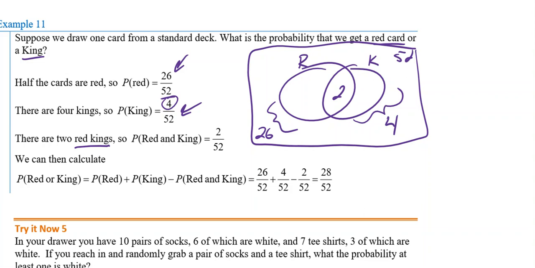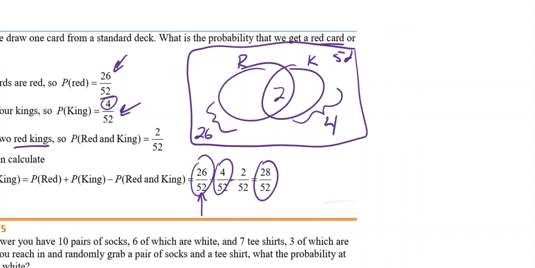Either way though, in my example, we're just saying, okay, the probability of getting a red card is 26 over 52. Probability of a king, 4 over 52. And then subtracting the middle, we get 28 over 52. Okay, so that's one way of doing it.